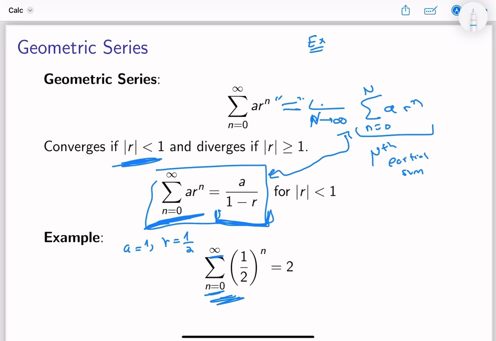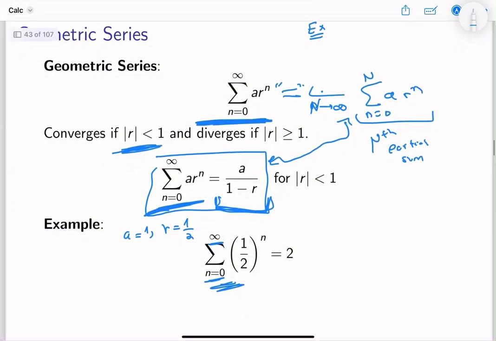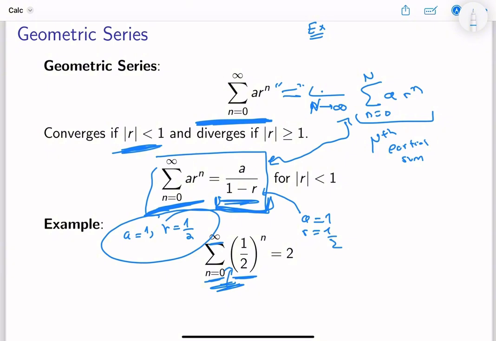The reason this is important is that whenever you see such a form of a series, you will immediately know what the answer is. Just as here, if you plug a equals 1 and r equals one half into this formula, you will have 1 over 1 minus 1 over 2. If you take a common denominator and do the arithmetic, it's going to be 1 over 1 half, and then this is 2, right?